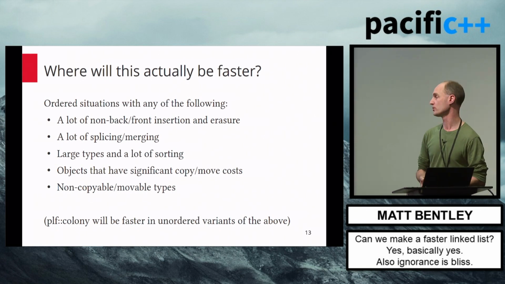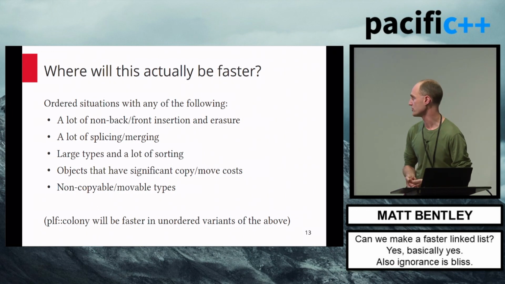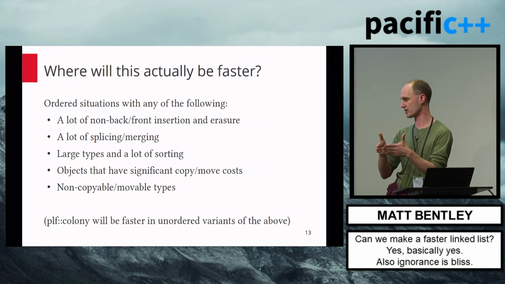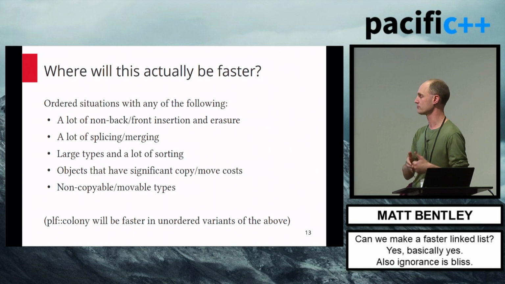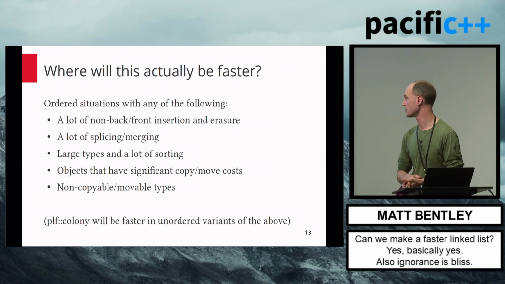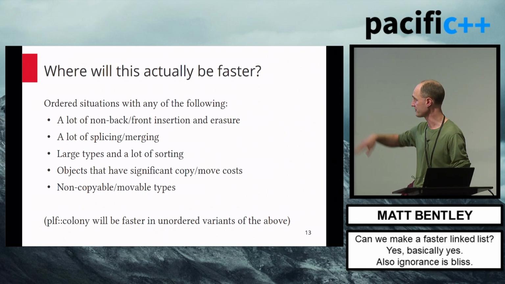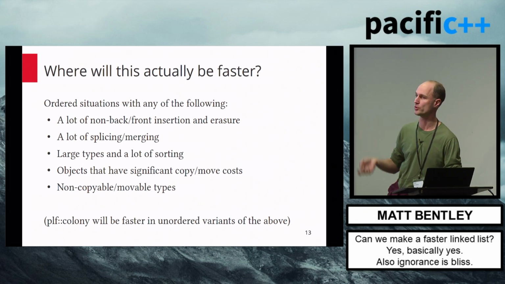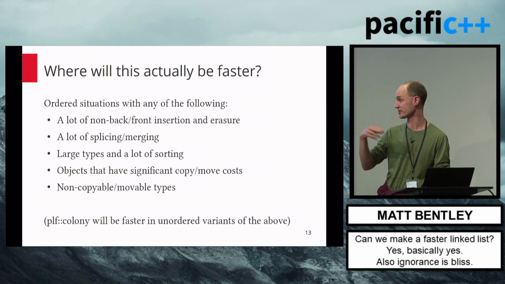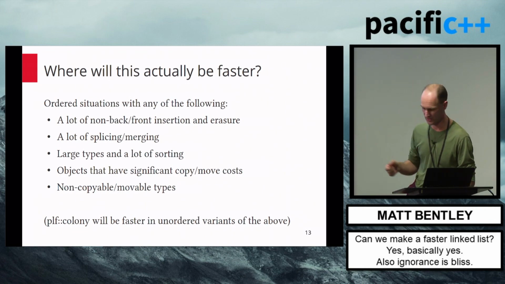for non-copyable, non-movable types. So if you're using a vector or whatever, as soon as you insert into the middle or erase, you're creating reallocations, and obviously you can't do that if you've got non-copyable, non-movable types. Incidentally, for any of that stuff, if you've got an unordered situation where you don't care about your iterative sequence, Colony will be a faster container for that.